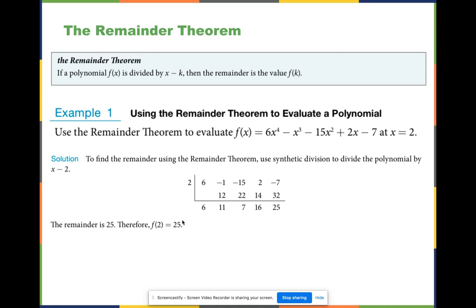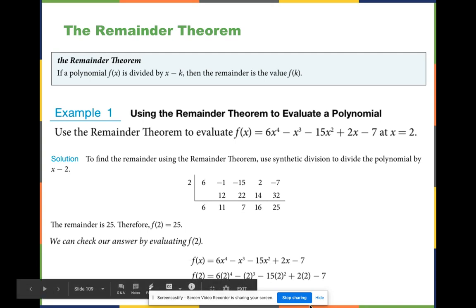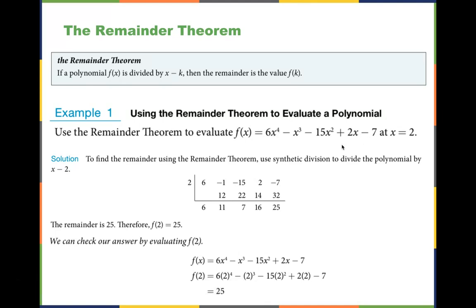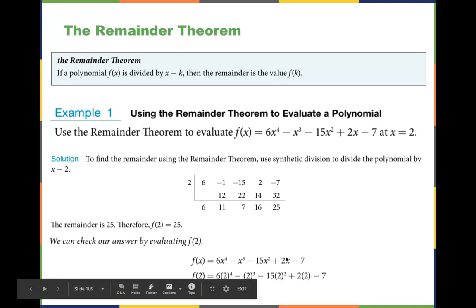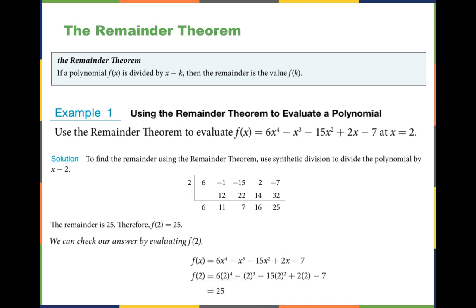This is honestly a little bit surprising to me. I wouldn't guess this was the case, but it is. And we can verify that by just evaluating f of 2. We can just put 2 into this polynomial, and sure enough, out comes 25. So this is a little bit of a novelty, to be honest, but it works. It's kind of an interesting little theorem.